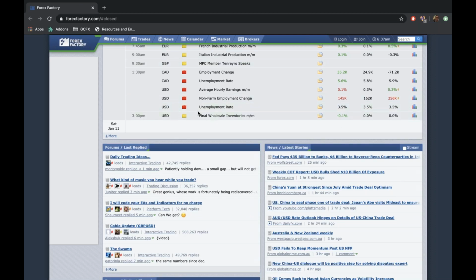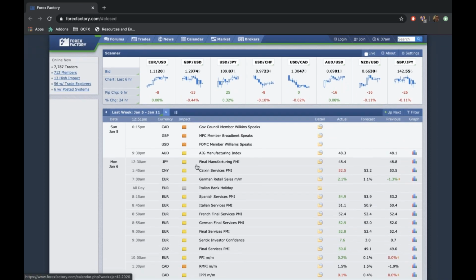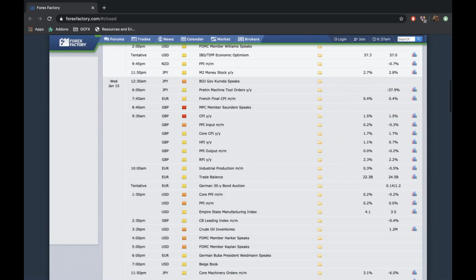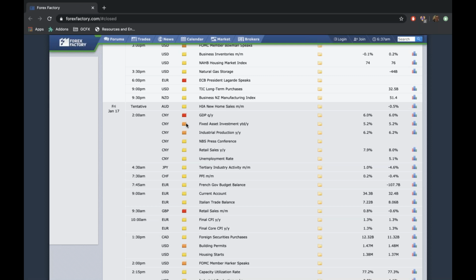Mixed bag again, but near-term focus was on the miss of the average hourly earnings and the headline figure for non-farm payrolls. And then going into Friday, obviously we had GDP data out of China. That will be important, but of course, remember it's a US-China trade deal, which is going to take main focus.